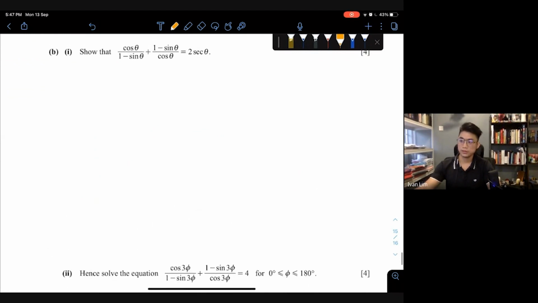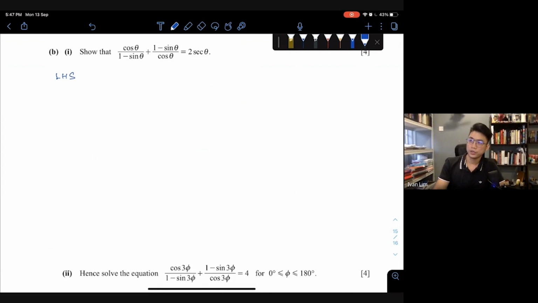I think the last one is the angle one, which is question B2 for this. Show that cos theta over 1 minus sine theta plus 1 minus sine theta over cos theta equals 2 secant theta. So this is a proving question. Okay, proving question.